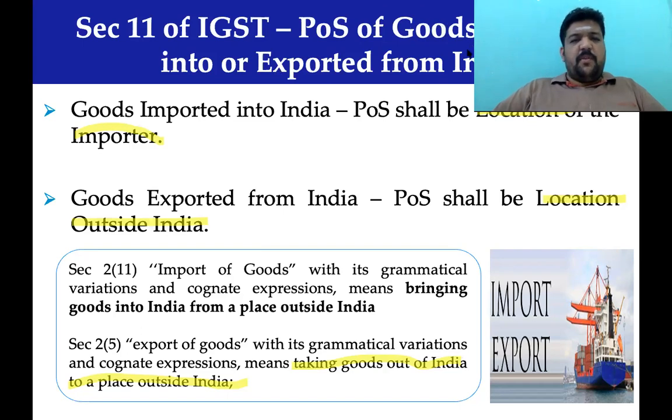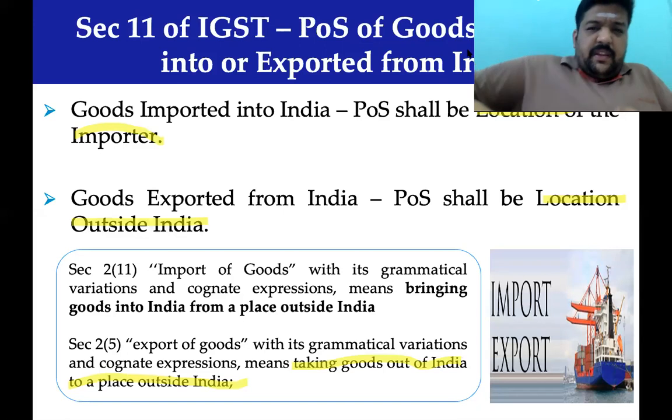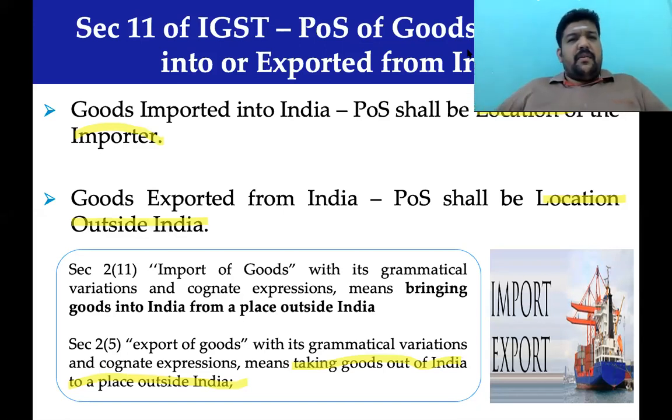Can we understand this logic? If I move the goods from Tamil Nadu to Andhra Pradesh, where I give delivery matters. If I give delivery at Tamil Nadu, my place of supply is Tamil Nadu. If I give delivery at Andhra Pradesh, my place of supply is Andhra Pradesh. If my place of supply is Tamil Nadu and I am a supplier located in Tamil Nadu, my transaction will become intra-state supply. If my place of supply is Andhra Pradesh, then my transaction will become interstate supply. So my place of supply is important.